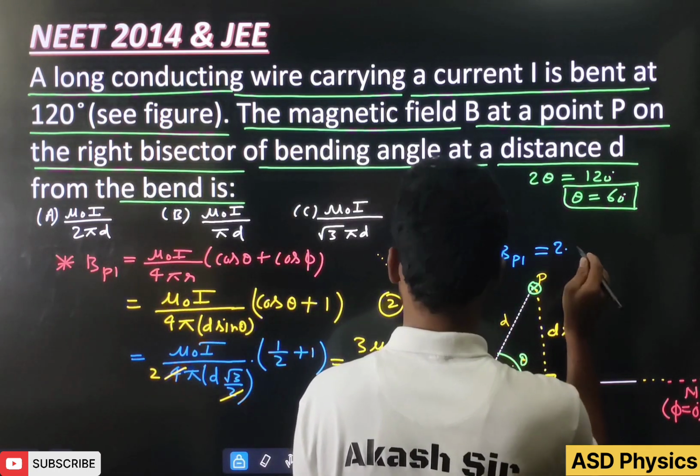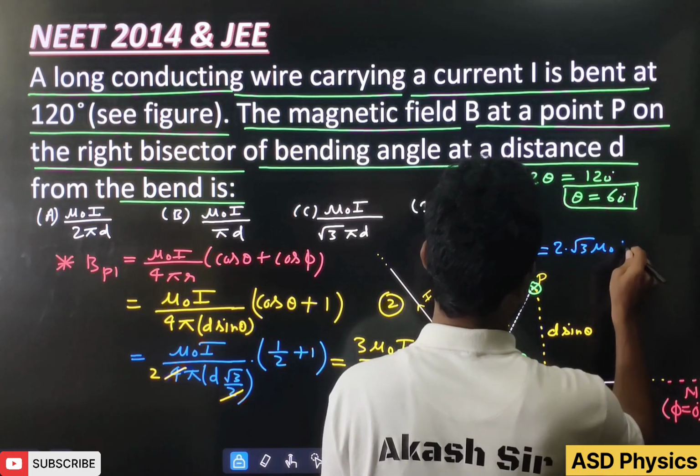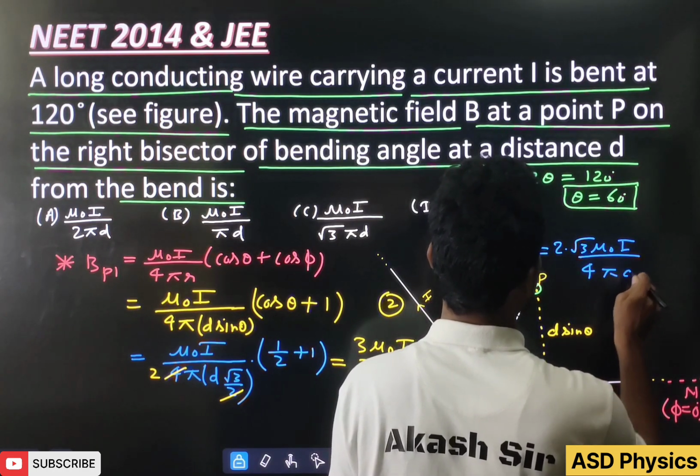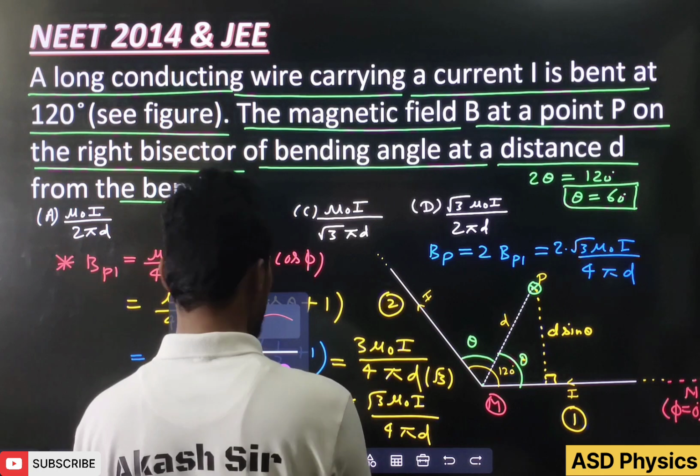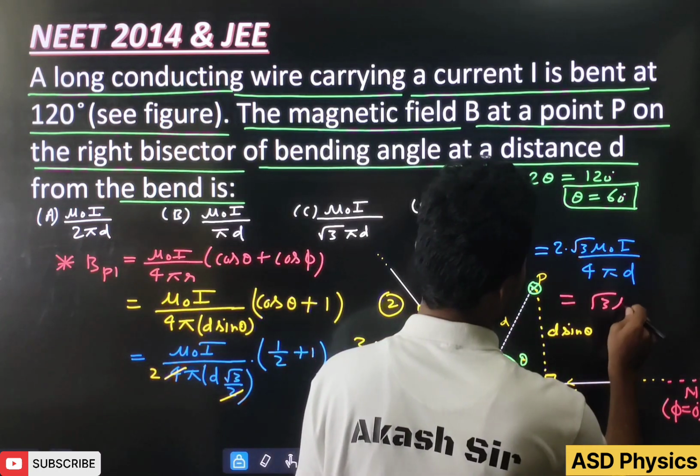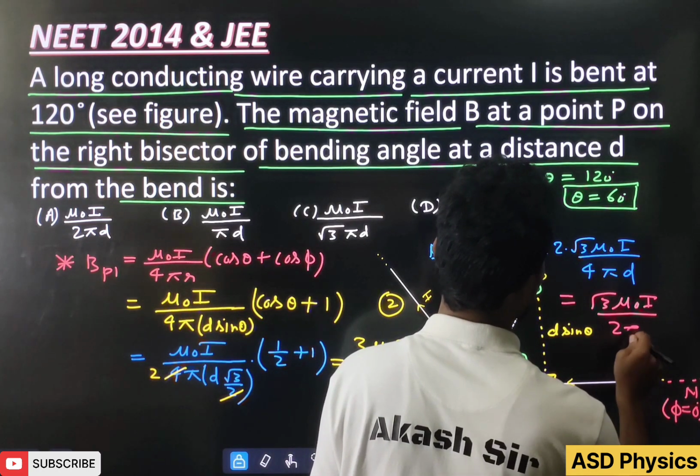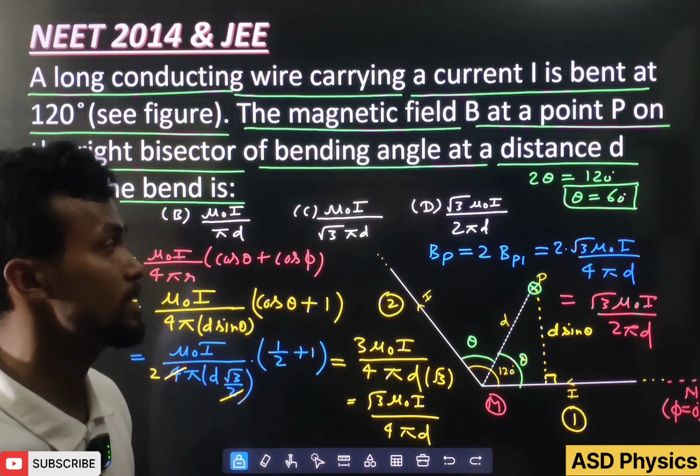So see, again writing, 2 into root 3 mu naught I by 4 pi d, is it? And what will happen here? 2 into 2 is 4. So we can write it as root 3 mu naught I by 2 pi d. Root 3 mu naught I by 2 pi d.